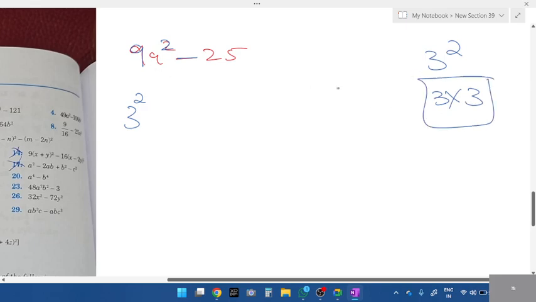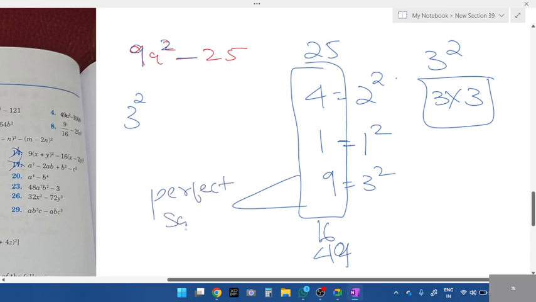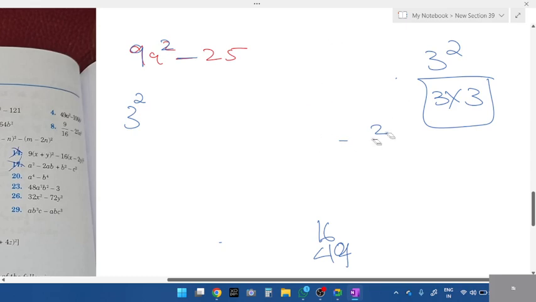This is what I told you, you have to be able to identify. If I write 4, you should write it as 2 square. If I write 1, what should I write for 1? It is 1 square. If 9 is given, it is 3 square. You should be able to figure that out. And all these numbers, students, 4, 1, 9, 25, 16, 49, we call them perfect square numbers. In another 5 minutes, we'll try to do 1 or 2 questions. Perfect square numbers. Okay, now I've written 3 square.